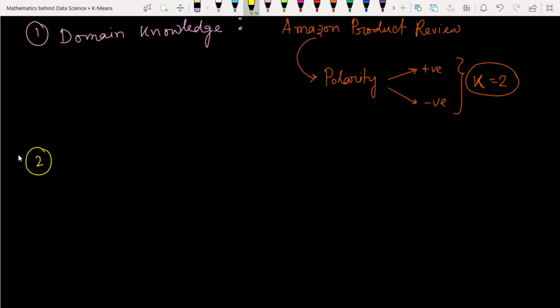To determine the right k, the next thing is simply the elbow method. That method we have already seen in our cross validation technique. In general, this is sometimes called the elbow method or sometimes the knee method. Let's see why these things are called elbow or knee.